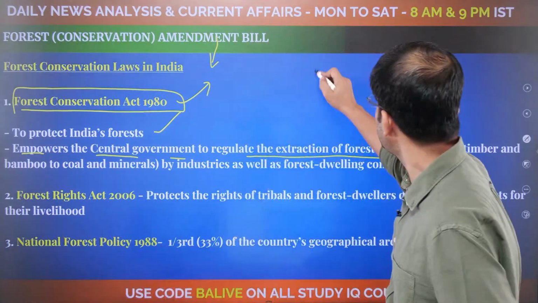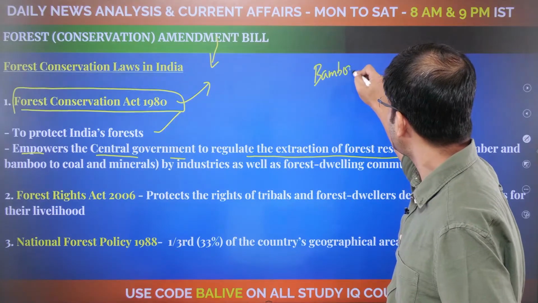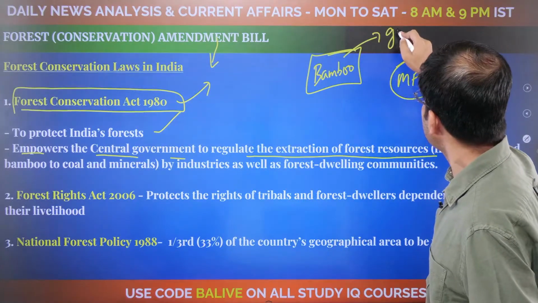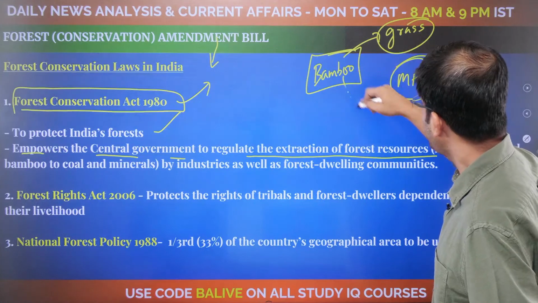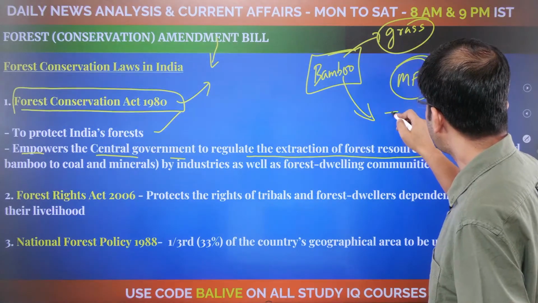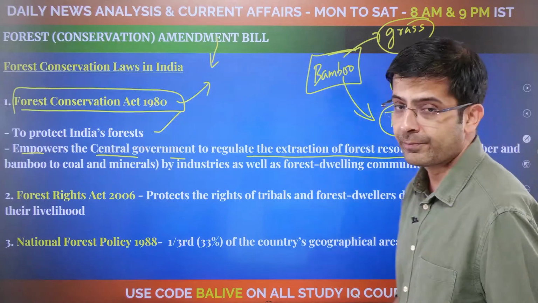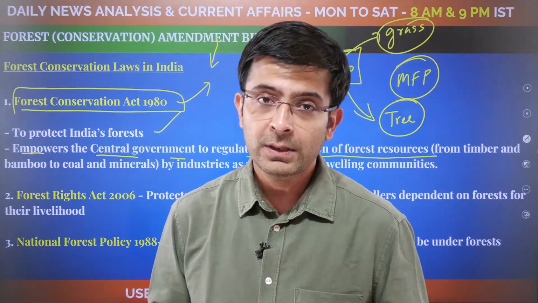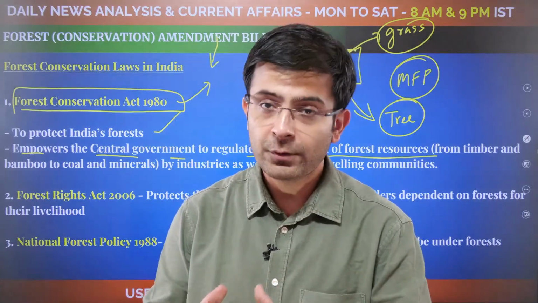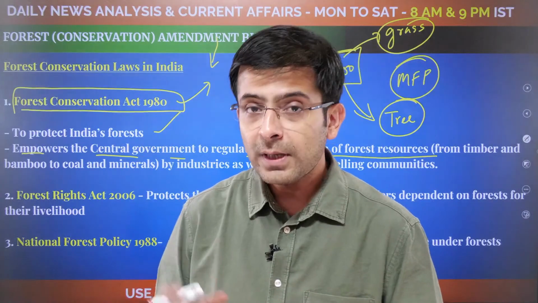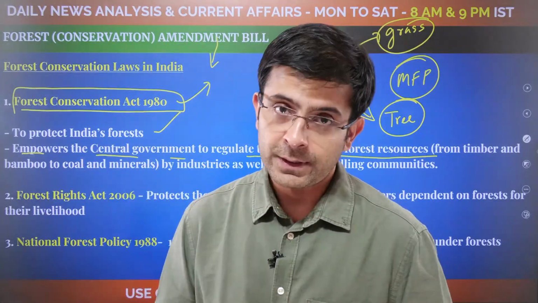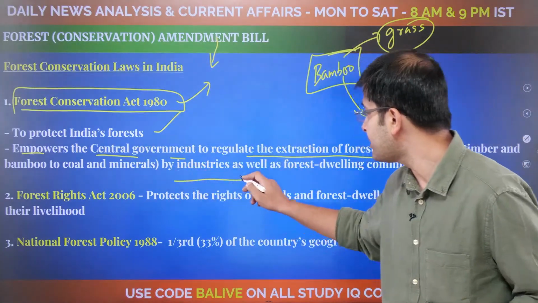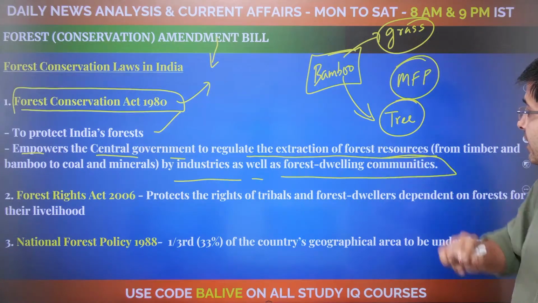One that you should know, because UPSC has asked this question, in fact they expect the student to know that even though bamboo is a grass essentially, under the Forest Act it has now been given the conservation status of a tree. Now you know that in the rural areas, people use bamboo for a variety of products, from their fishing to their homes, to even burning it. So they are allowed to take bamboo from the forest. From timber and bamboo to coal and minerals, by industries as well as forest dwelling communities.